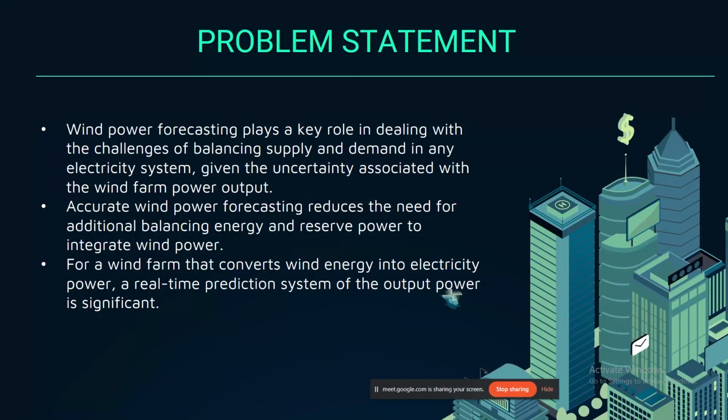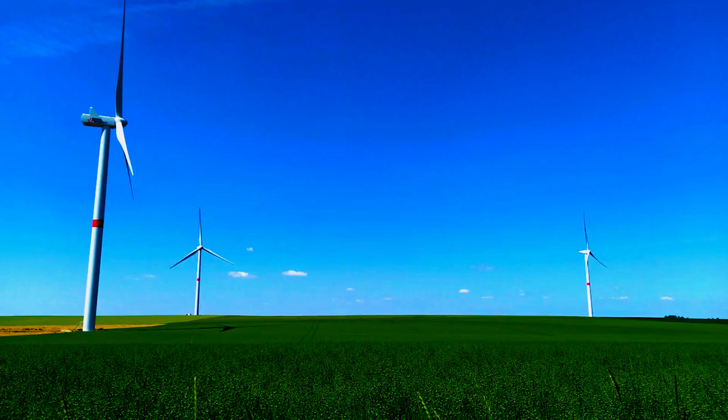So, there's a need for examining the impact of different weather conditions on energy output of wind power to reduce the need of additional balancing energy and reserve to integrate wind power. So in particular, we correlated the different components that carry the weather conditions such as wind speed, pressure, and temperature. So for a wind farm that converts wind energy into electrical power, a real-time prediction system of the output power is significant.